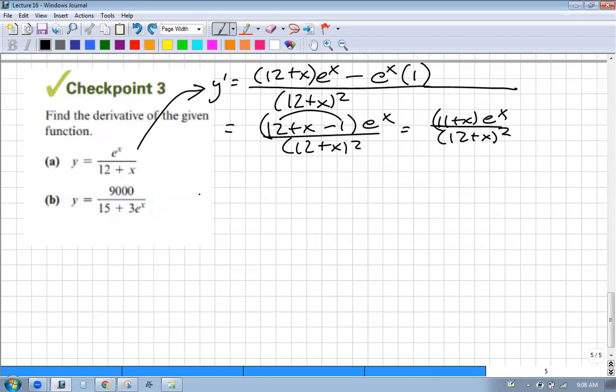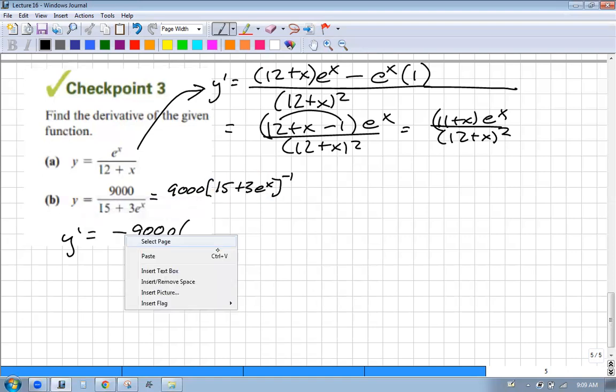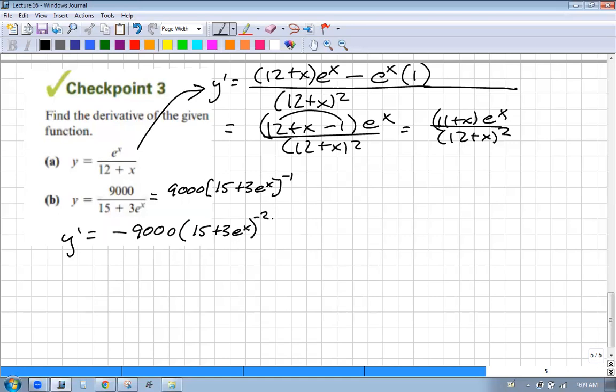All right, this guy, we could use the quotient rule, or we could rewrite this. 15 plus 3 e to the x, we could write that as a power to minus 1. So instead of using the quotient rule, we could simply use the power rule. Multiply by the exponent, right? Subtract 1 from the exponent. Now multiply by the stuff on the inside. Derivative of 15 is 0. The derivative of this, well, you keep the 3. The derivative of e to the x is just e to the x.